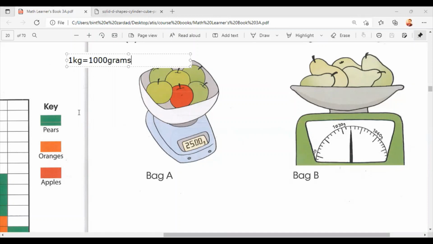So here are 2500 grams. So you can say here bag A equals 2.5 kg or 2.50 kilogram. Same like this.